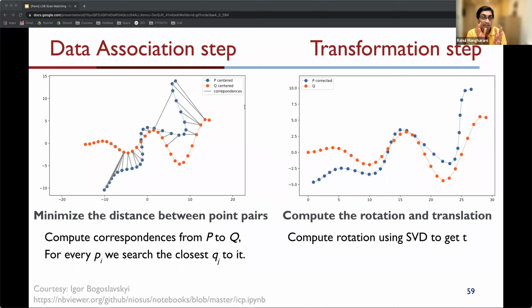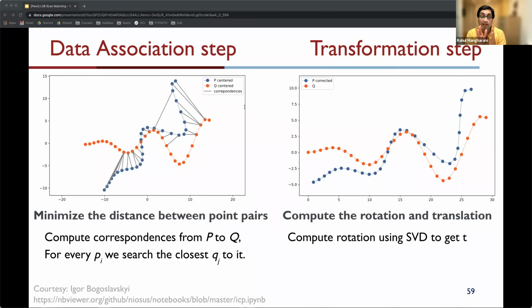The second step takes this data association and tries to find the transformation so that these 2 points are moved on top of each other, so that the distances of these corresponding points actually get minimized. This is done using 2 steps. The first step computes the center of mass of the corresponding points. So we shift the point clouds on top of each other. And then the second step computes the optimal rotation using a singular value decomposition-based approach, so that the points are then better aligned with each other.